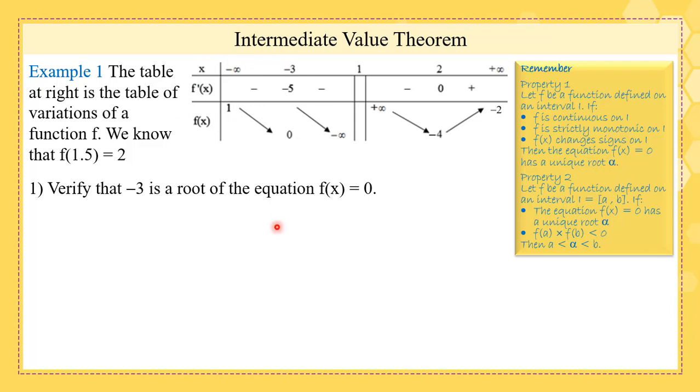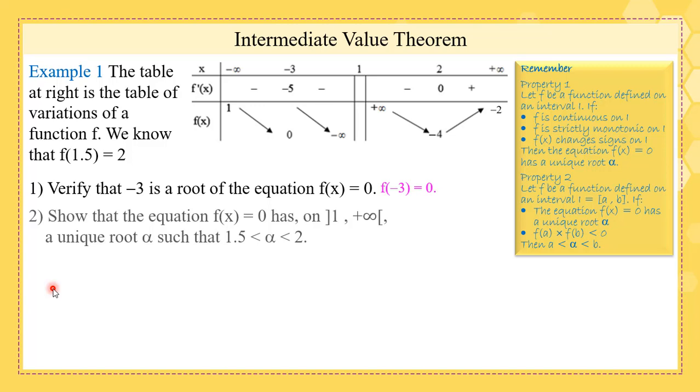So this will be verified automatically, directly. We can just state that f of negative 3 is 0. So negative 3 is a root of this equation. Now the second part asks to show that the equation f of x equals 0 has, specifically on the open interval 1 to plus infinity, a unique root alpha, and that alpha is between 1.5 and 2.